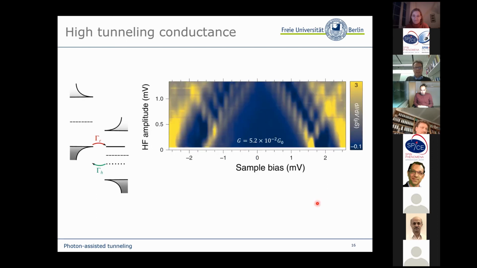It becomes more confusing, perhaps, or intriguing when doing the same experiment at high tunneling conductance. Indeed, things look quite different. For example, there's no longer a V-shape at negative biases, but something that we refer to as a Y-shape.